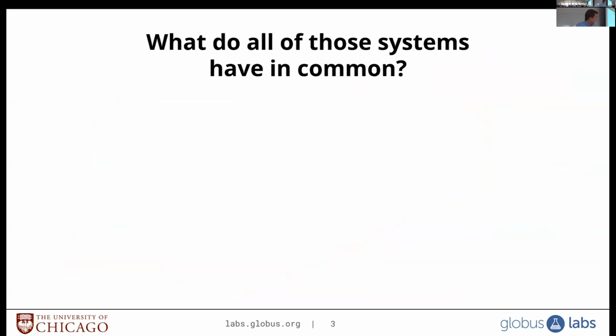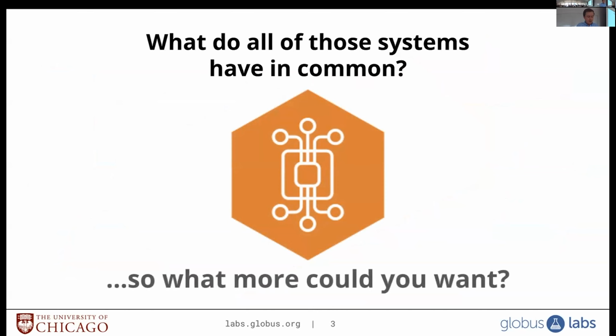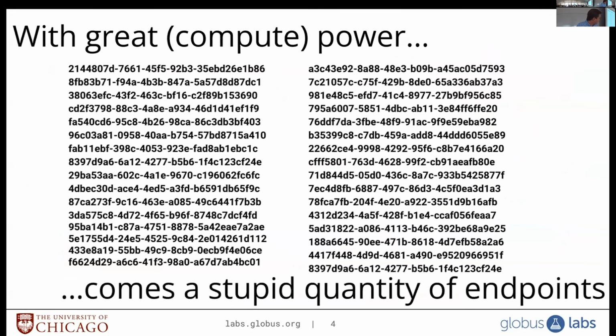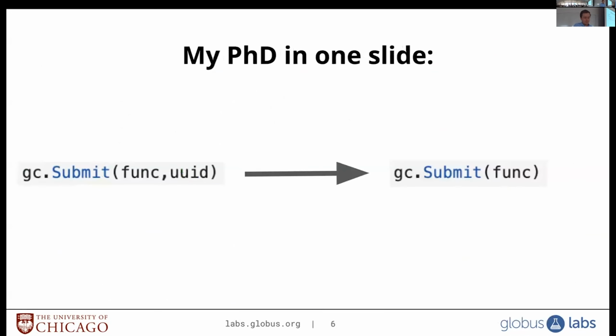So what do all these systems have in common? Well, we're here, so they all have Globus Compute on them, of course. So what more could you really want? Like, what? Nothing, right? Well, as a great man once said, with great power comes way too many endpoints. So can any of you tell me which one of these endpoints this code will run the best on? Probably not. Even if you knew what these endpoints actually map to, that might be a tough ask.